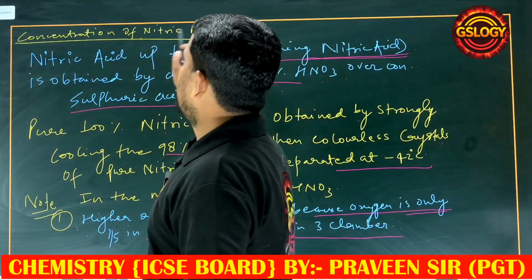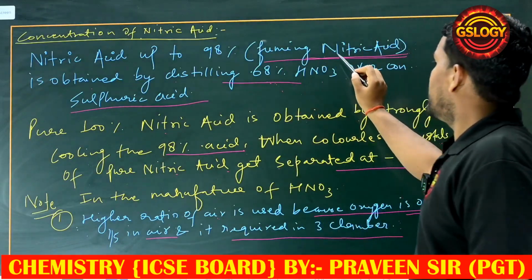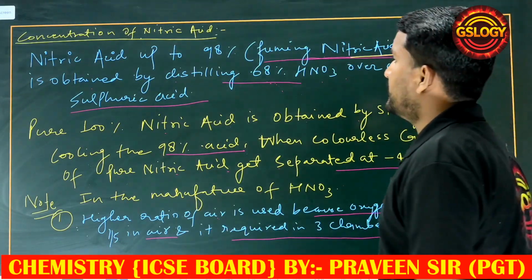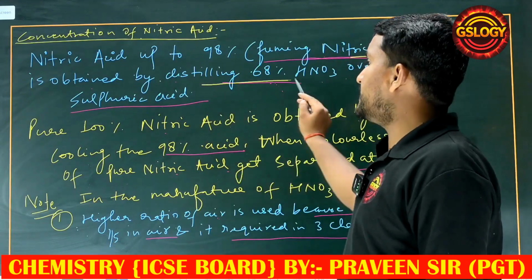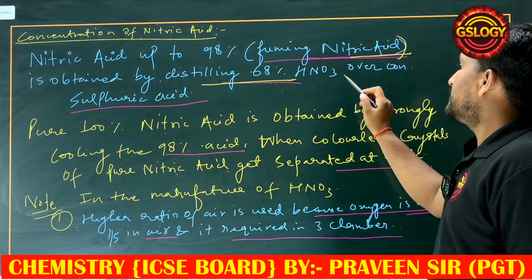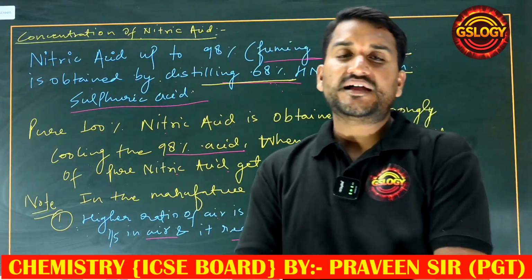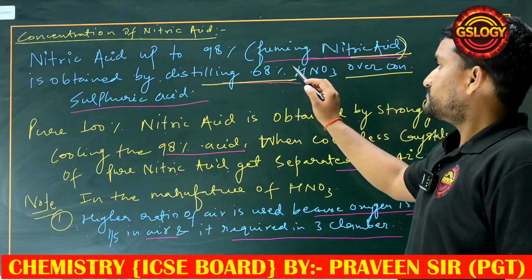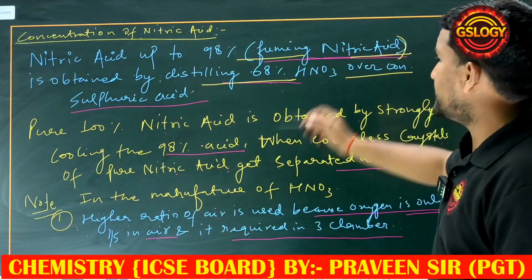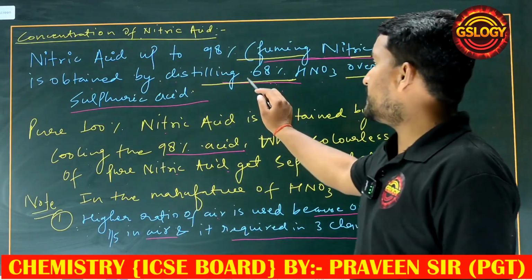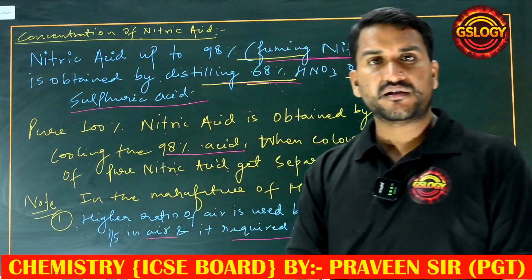Then nitric acid with concentration up to 98%, called fuming nitric acid, is obtained by distilling 68% nitric acid over concentrated sulfuric acid. By this process you can obtain 98% concentrated nitric acid by distilling 68% nitric acid over concentrated sulfuric acid.